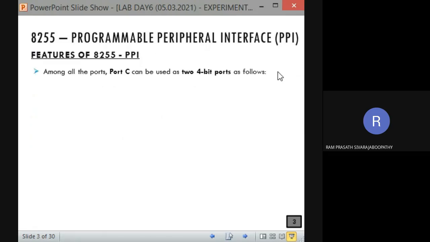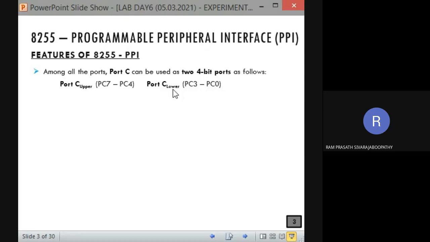Among all ports, port C can also be used as 2 4-bit port. Port C மட்டும் என்ன பண்ணலாம்? 2 4-bit போர்ட்டாவும் யூஸ் பண்ணிக்கலாம். எப்படி அப்படினு பாத்தீங்கன்னா PC upper, port C upper, port C lower. Fine. The upper 4 pins of port C can be used as 1 4-bit port. The another 4 pins can be used as another 4-bit port.